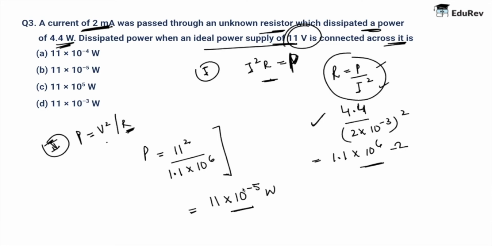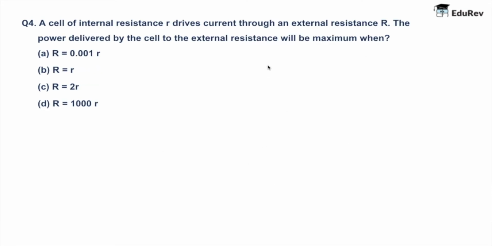So now let's move on to the next question, that is question number 4. I hope you people have understood till here. So let's move on to this question. This question states: a cell of internal resistance r drives current through an external resistance, that is your R, capital R. The power delivered by the cell to the external resistance will be maximum when?